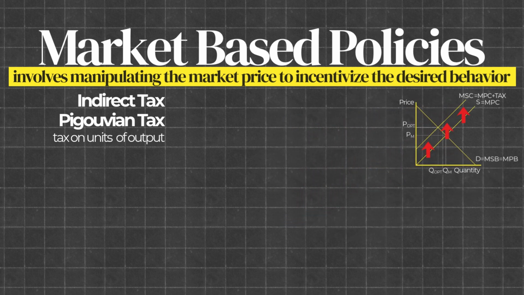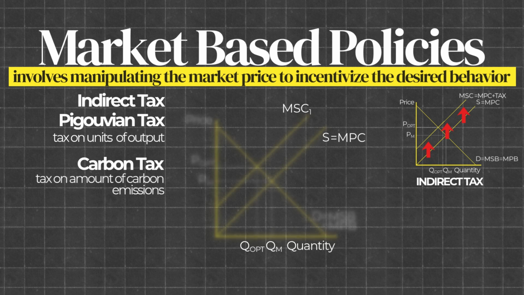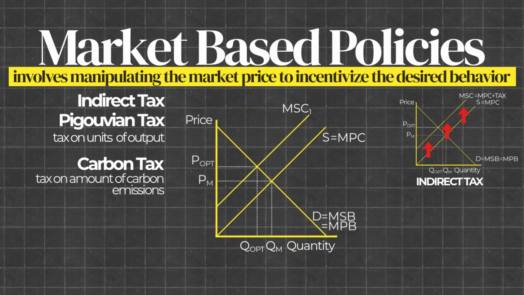The next market-based policy is a carbon tax. This is a tax on the amount of carbon emissions, which are the main driver of global warming. This would also increase production costs, and therefore also shift the marginal private cost curve closer to the marginal social cost curve, in the exact same way as the Pigouvian tax, incentivizing the firm to produce less.